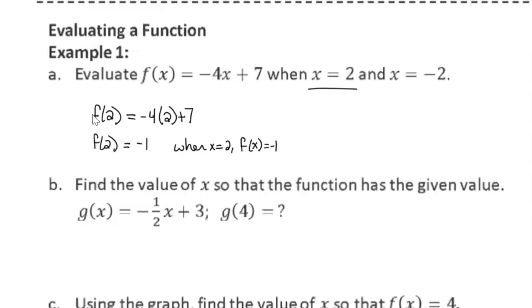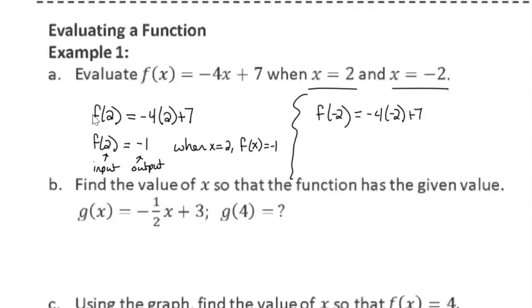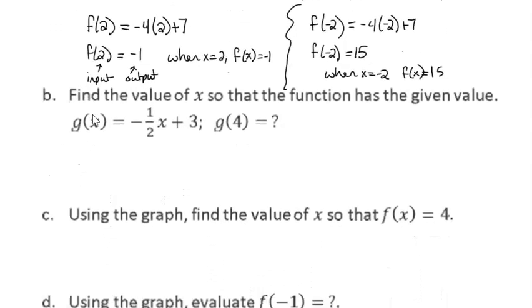So when the input is 2, the output is negative 1. So this is the input. This is the output. So think of f of x as just the name of the function. The name is f. All right, now if we try it when x equals negative 2. This just is f of negative 2. It says plug negative 2 into function f. So we plug it in, and we can use our calculator if we need to, and we get 15. So what this means is when x equals negative 2, and you plug it into function f, the output is 15.